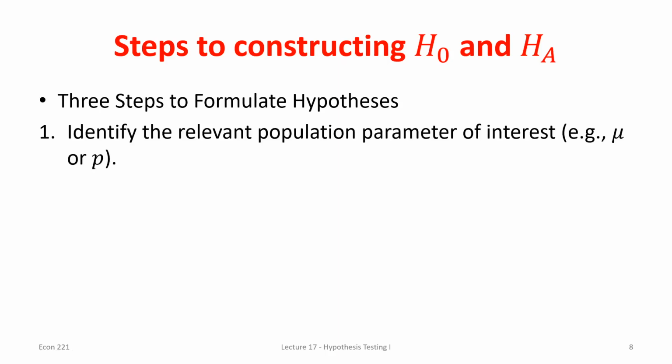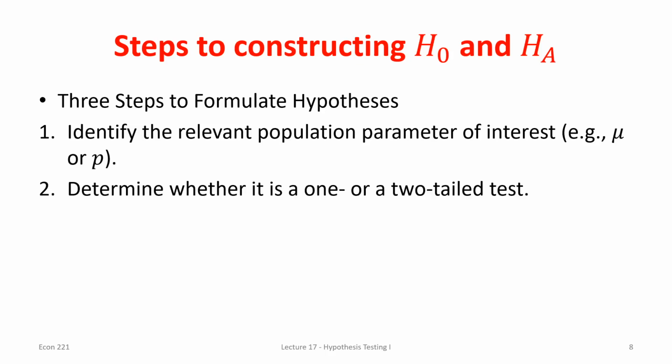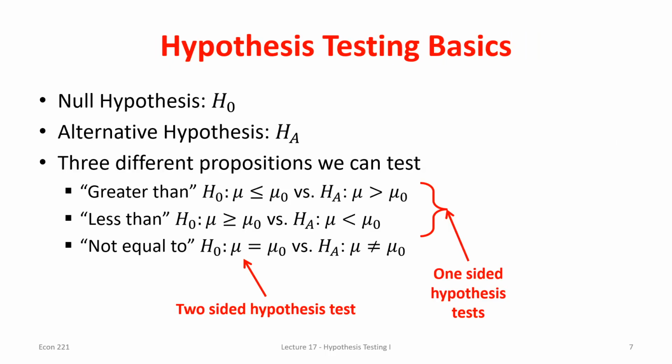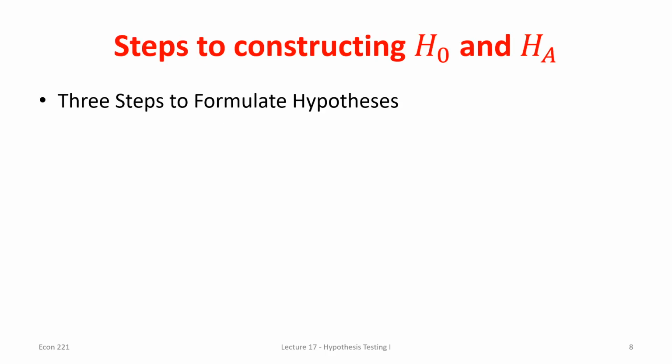The first, what are we looking at? Right, we're looking at a mean or a proportion. That's pretty easy. The second, is it a one-sided or two-sided test? It's pretty easy. Look at the alternative hypothesis. If we have a greater than or less than sign in the alternative hypothesis, it's a one-sided test. If we have a not equal to sign, that's when we have a two-tailed test. That's the only way we have a two-tailed test, in fact, is if we have a not equal to sign in the alternative hypothesis. Okay.